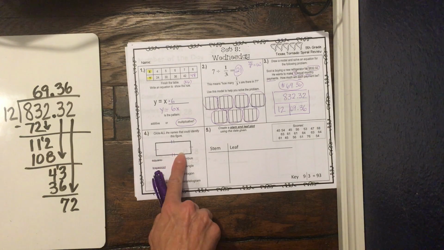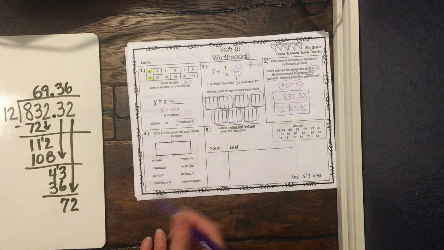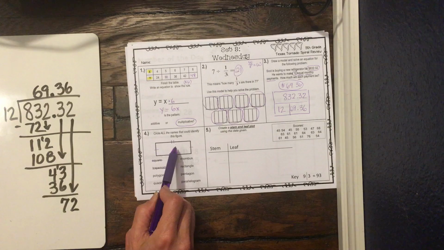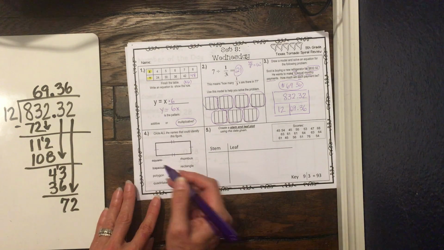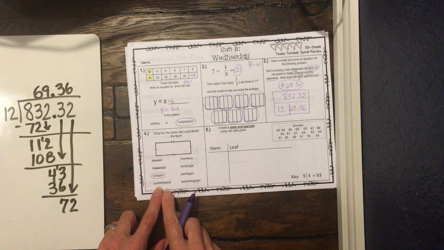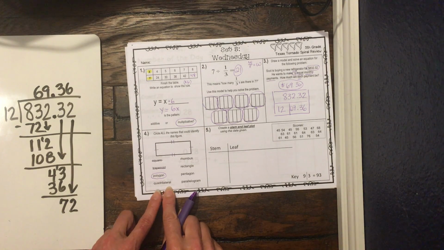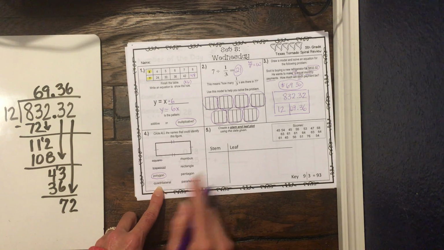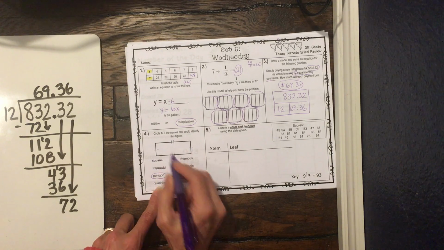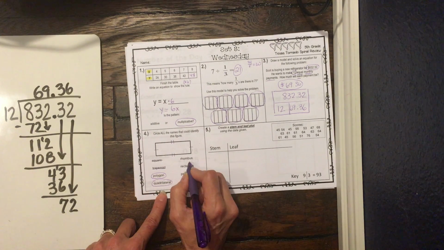So is this a closed plane figure formed by at least 3 lines? Yes, it is. So it's a polygon. So our quadrilateral means that we have a polygon that has 4 sides. Quad means 4. 1, 2, 3, 4. So that fits.